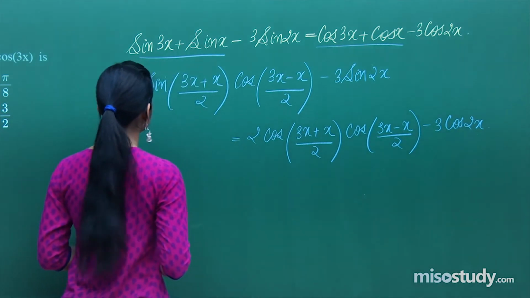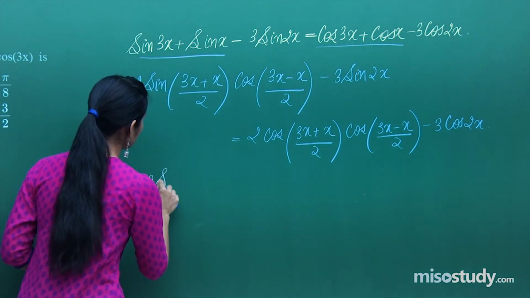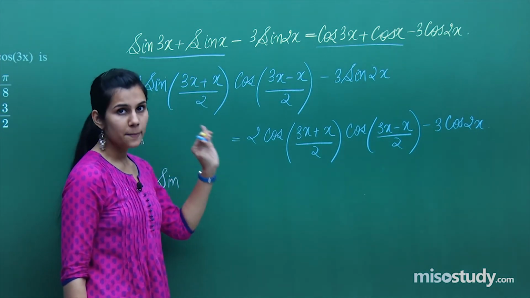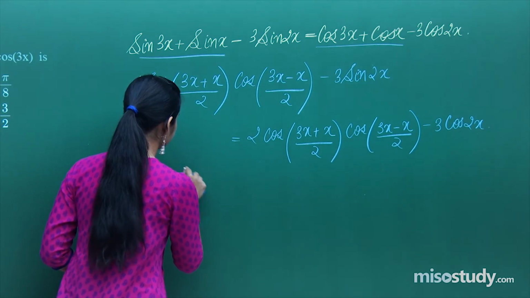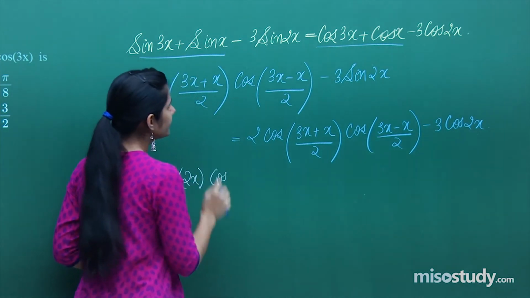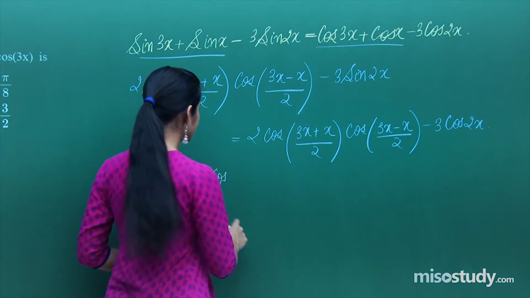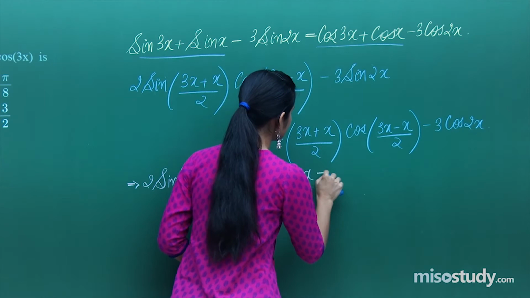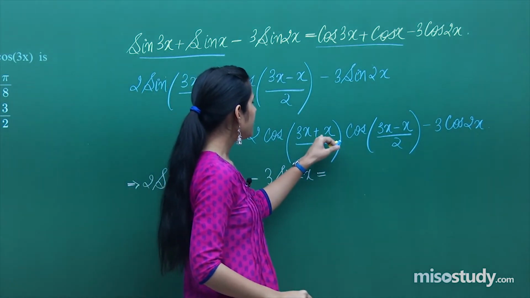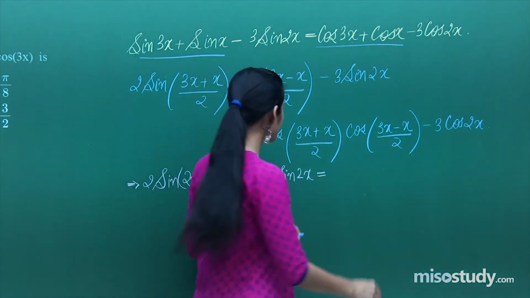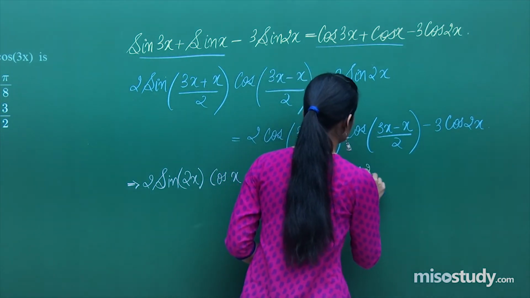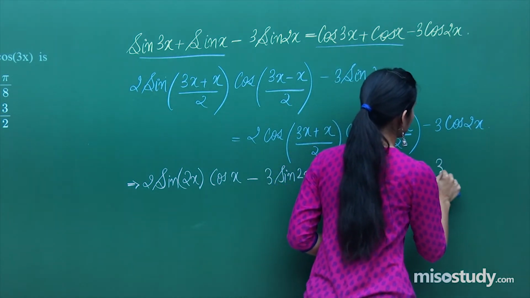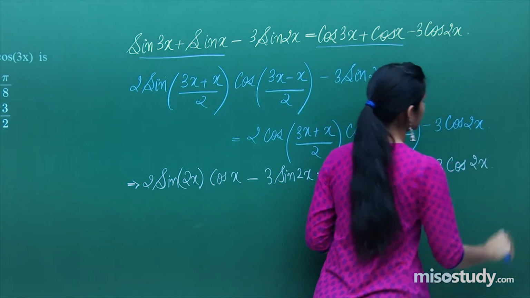Fine. What will this expression be equal to? 2 sine 3x plus x, 4x. 4x upon 2 gives you 2x. Cos 3x minus x, 2x. 2x upon 2 gives you just x, minus 3 sine 2x equals 2 cos, again 3x plus x, 4x. 4x upon 2, 2x. So you get 2 cos 2x into cos x minus 3 cos 2x.